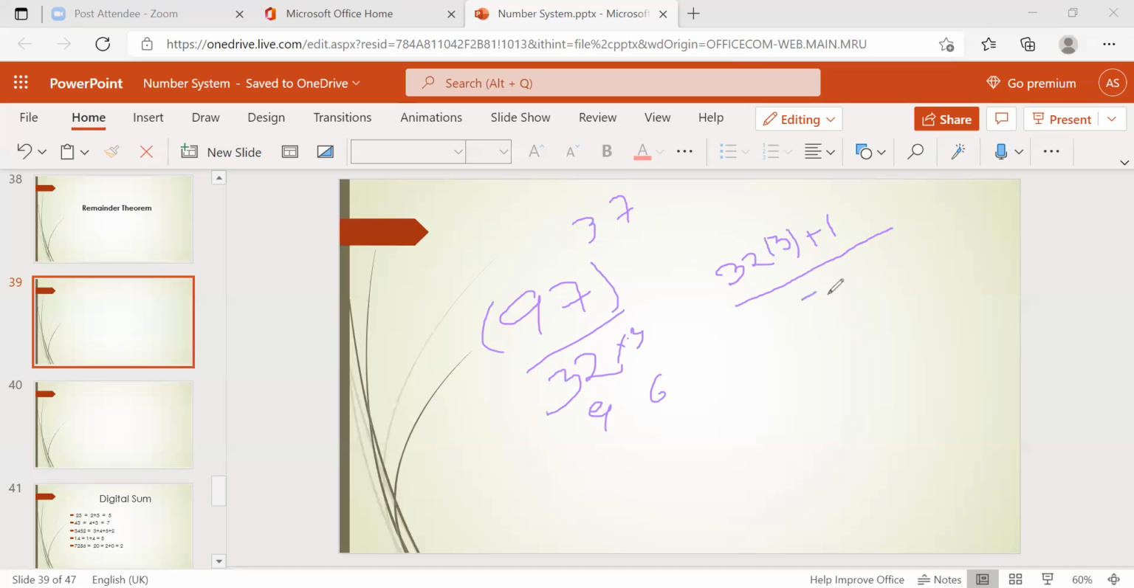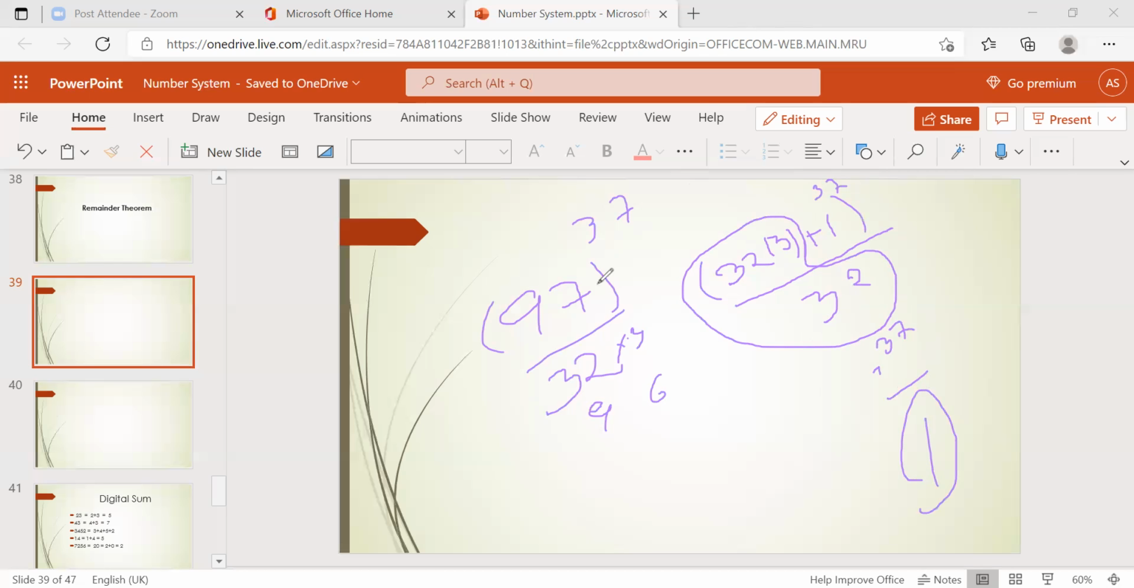And 32. Then see, a into x, if the form is like this, it will be exactly divisible by 32. So it is divisible by 32 and the whole power, what is that? 37 we have. So 1 power 37, right? So the remainder will be 1, right?